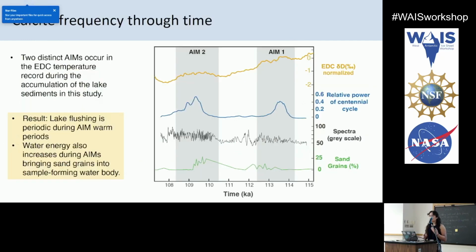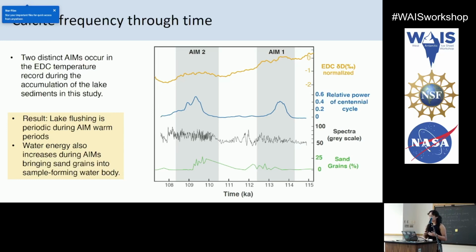So we also wanted to look at how lake flushing evolves over time. So the top curve is, sorry, this thing vibrates. The top curve is the climate record, the EDC temperature record during the time of our study. And you can see that there are these two Antarctic ice isotope maxima that are occurring during the period of this study. So Antarctic ice isotope maxima, or AIMs, which I'll refer to them as, are associated with Southern Ocean warm periods. So taking you through this figure, the gray curve is the same spectra I showed you in the previous slide, but this time it's in the time domain.